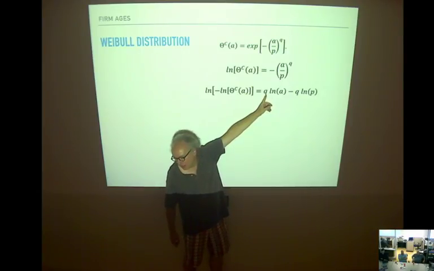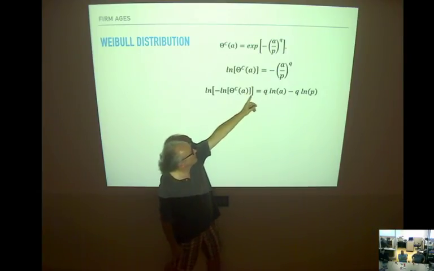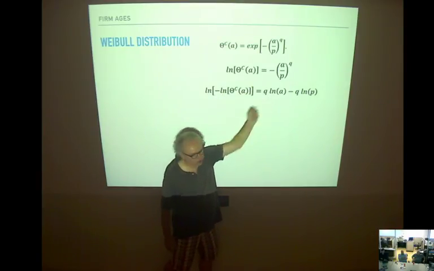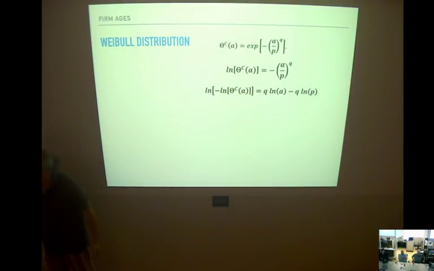If Q is not 1, then we have something else. And notice that we're going to do this weird plot. If this thing is a straight line, we're going to have a Weibull. If it's not a straight line, we don't. Everybody buy that? Everybody okay?